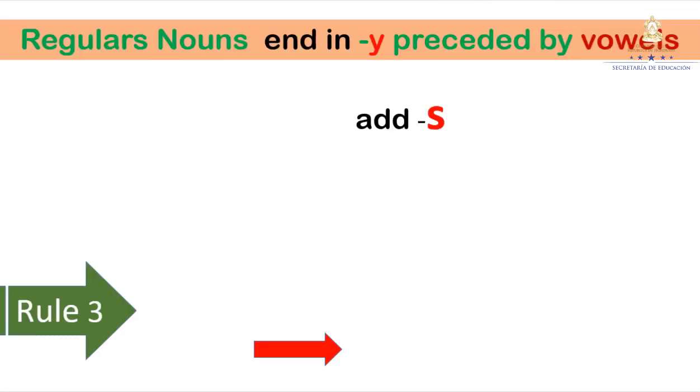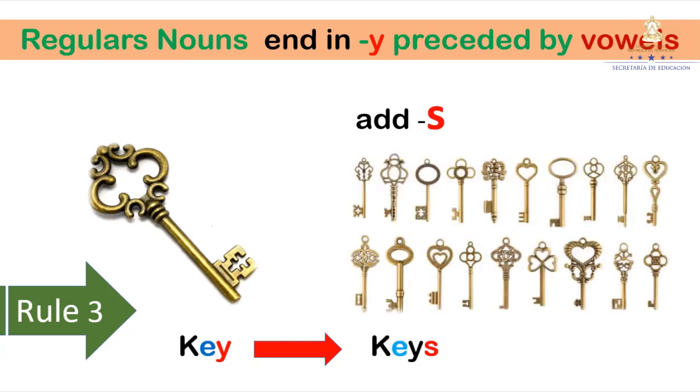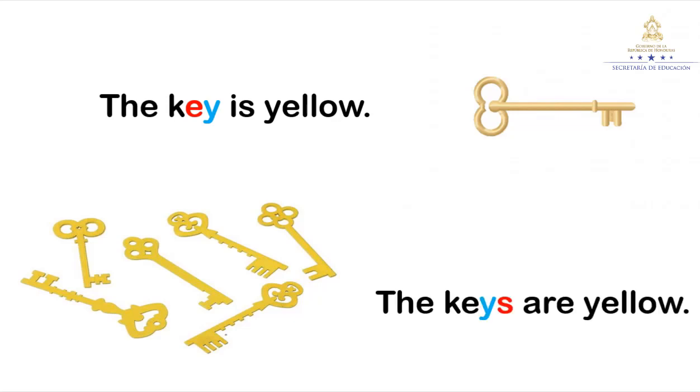En el caso de los regular nouns that end in Y and are preceded by a vowel, we add S. For example, key in singular and keys for plural. Look at the example in singular. The key is yellow. Ahora en plural. The keys are yellow. Como key termina en Y antecedida por una vocal, solo le agregamos S.